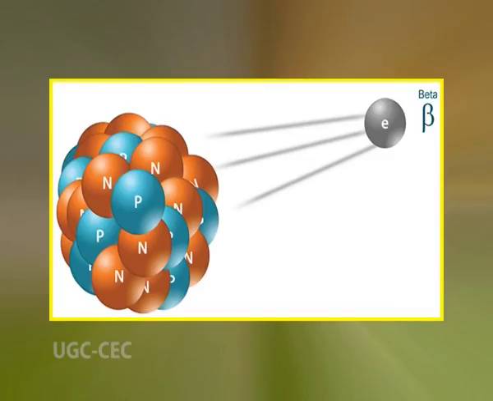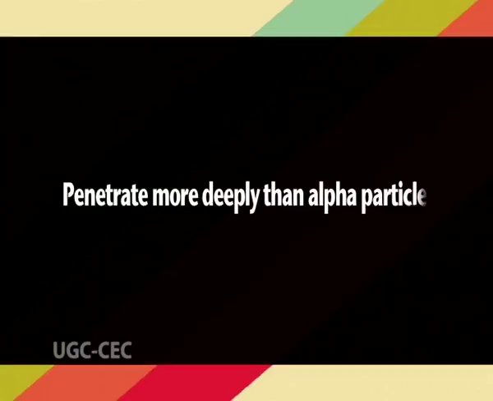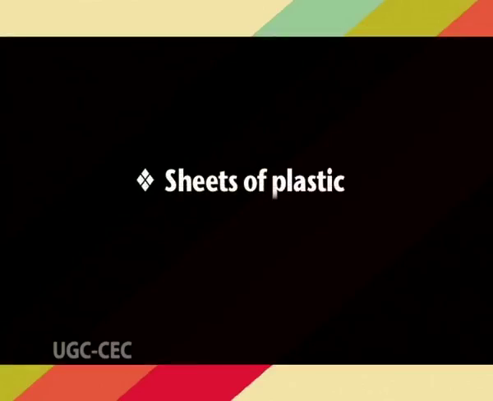Second, penetrating power of beta radiation. Beta radiation consists of charged particles that are ejected from an atom's nucleus and that are physically identical to electrons. Beta particles generally have a negative charge, are very small and can penetrate more deeply than alpha particles. However, most beta radiation can be stopped by small amounts of shielding such as sheets of plastic, glass or metal.